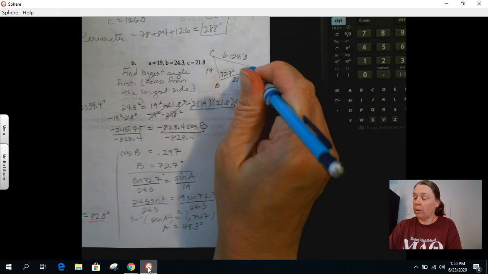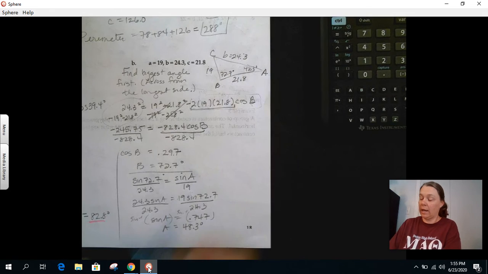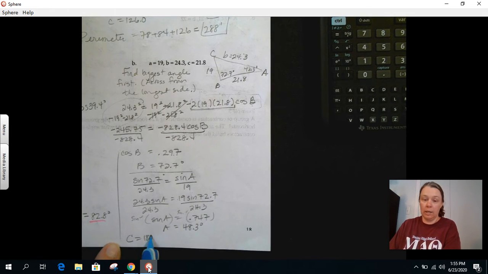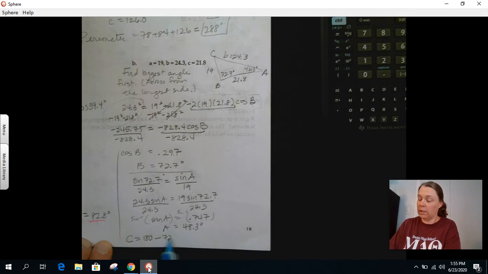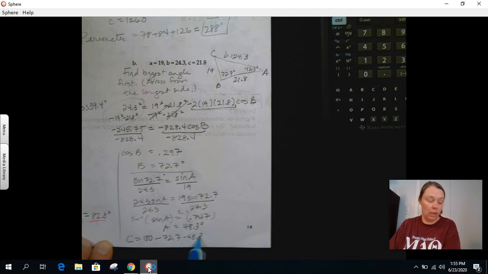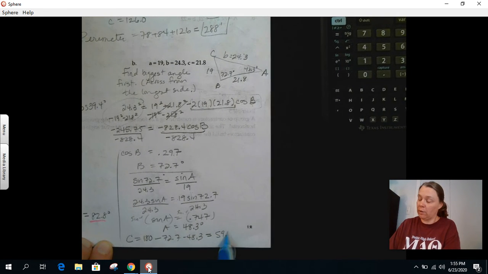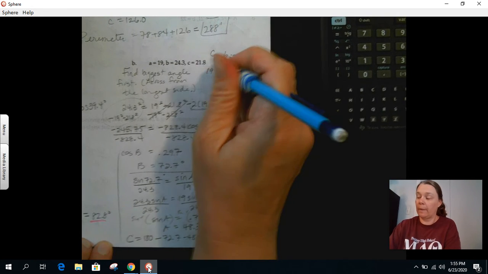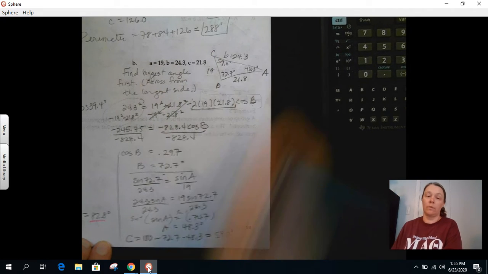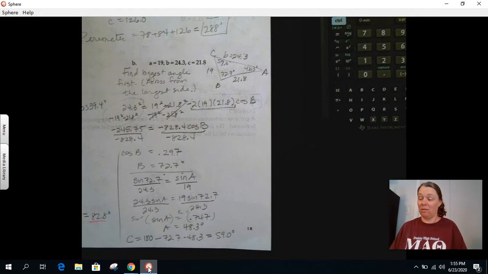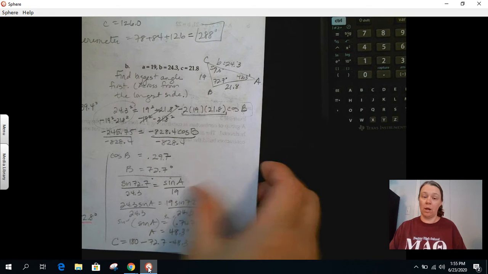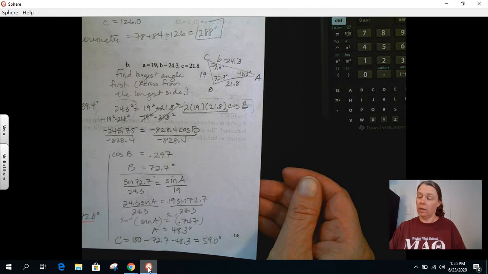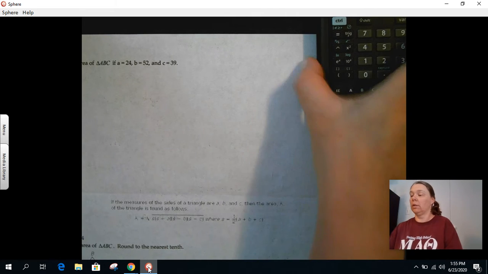So this is 48.3. And then finally, to get angle C, I would do 180 and take away the 72.7 and the 48.3 and get 59.0 degrees. So when you have to find the angle, the law of cosines does seem a little bit longer to solve than it did when it was just the side.